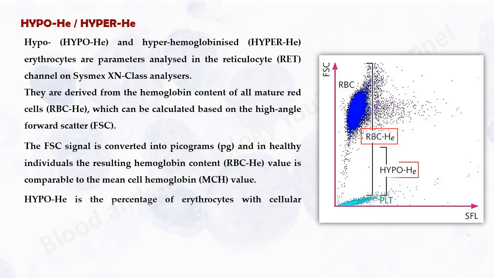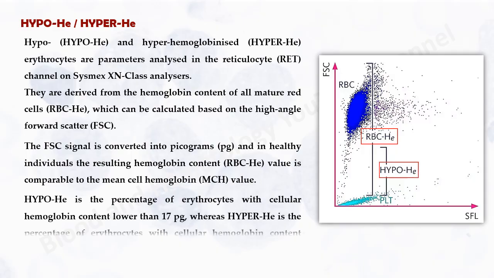Hypohemoglobinized is the percentage of erythrocytes with cellular hemoglobin content lower than 17 picograms, whereas hyperhemoglobinized is the percentage of erythrocytes with cellular hemoglobin content higher than 49 picograms.